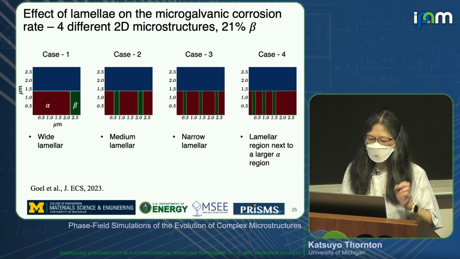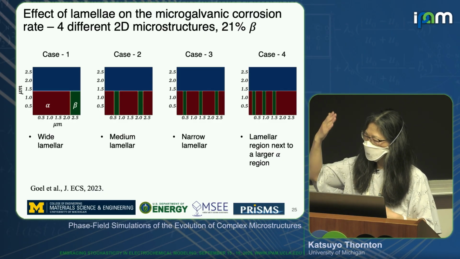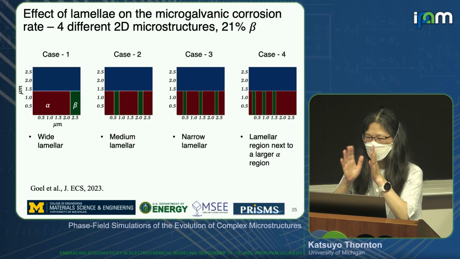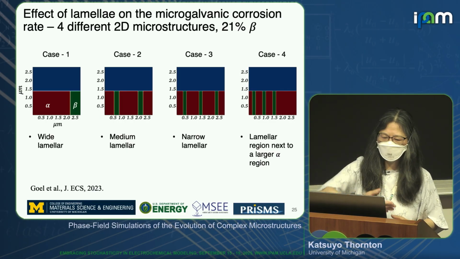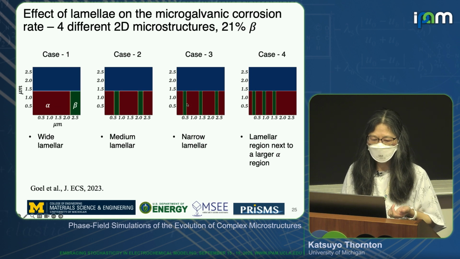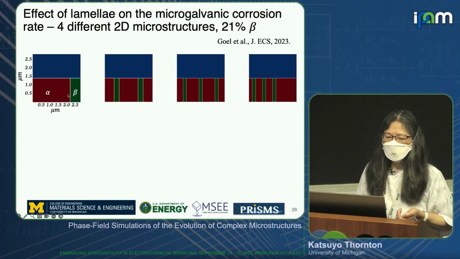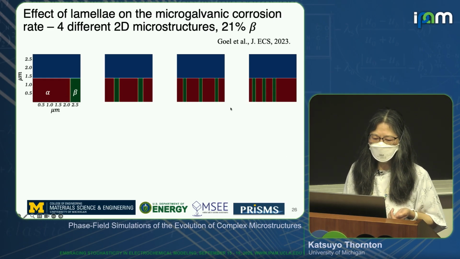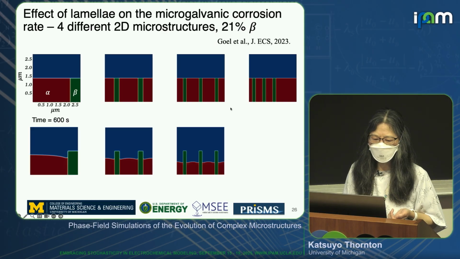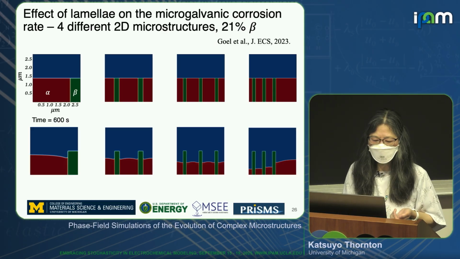So to examine different microstructures, we took advantage of the laminar structure because it's kind of like pseudo 2D, right? So we just took a cross section and then did a 2D simulation to examine how different microstructure leads to different corrosion properties. So wide lamella, medium lamella, narrow lamella, and the lamella region kind of close together next to a larger alpha region. And so these are the initial structures, and these are the simulation results at 600 seconds.